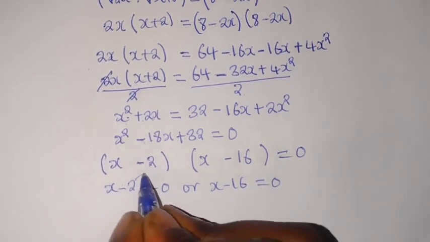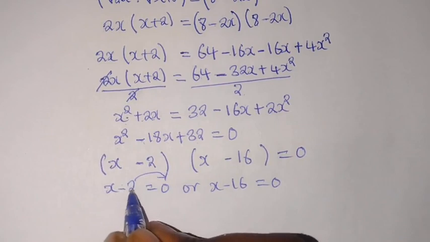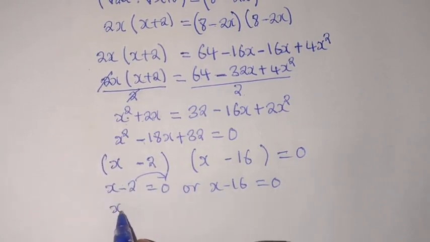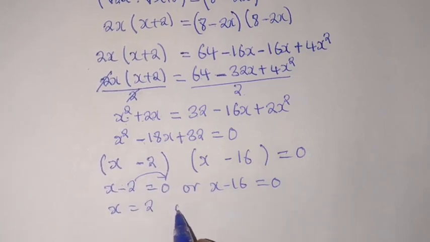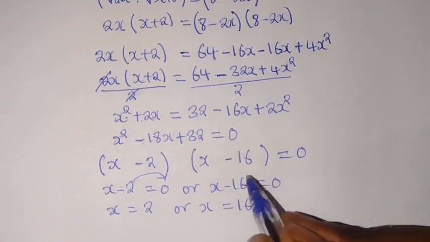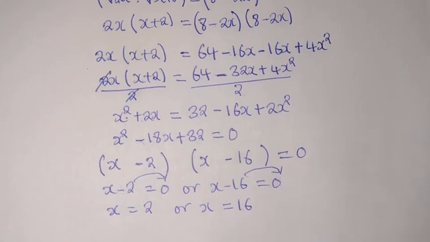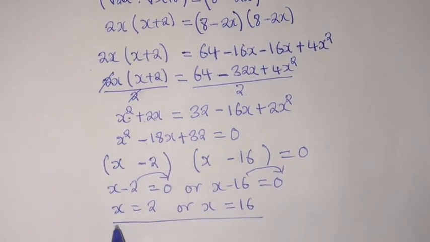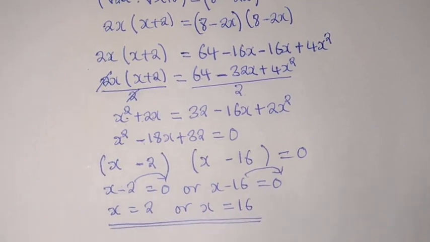So we can let this negative 2 go where 0 is. We're going to have x is equal to 2, because 0 plus 2 is 2, or x is equal to 16. So we have let this negative 16 go where 0 is. So these were the possible values of x. X is equal to 2, or x is equal to 16.